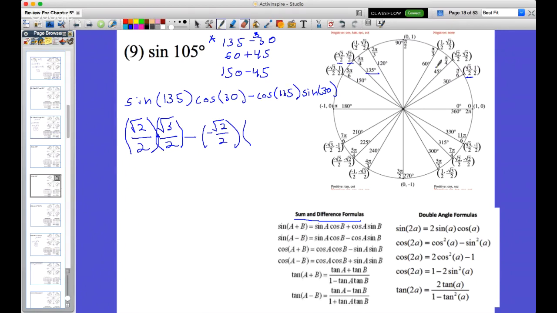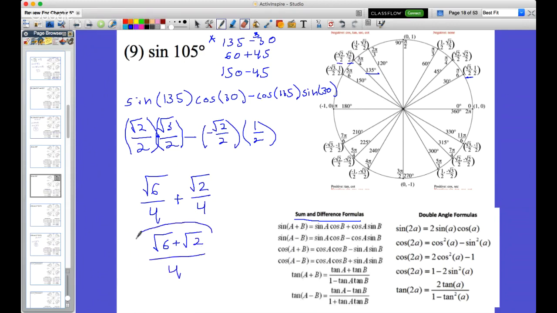And then the sine of 30 to get that 1/2. When I multiply all these, this will give me root 6 over 4. Since I have a negative times a negative, that's going to give me a positive root 2 over 4. When we combine these, we'll get root 6 plus root 2 over 4 because of that common denominator.